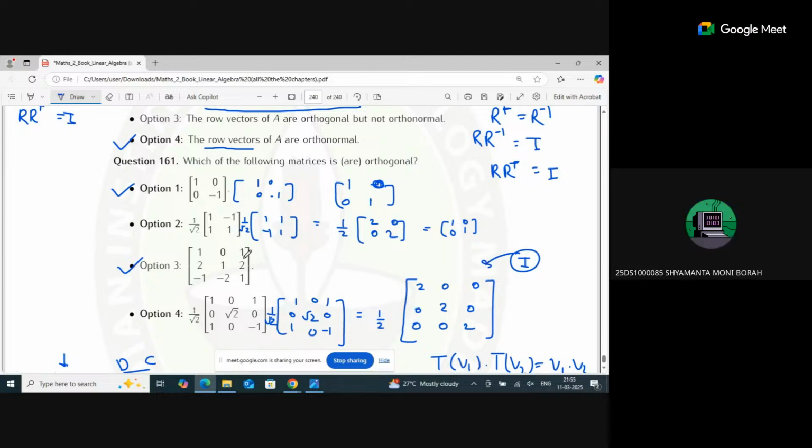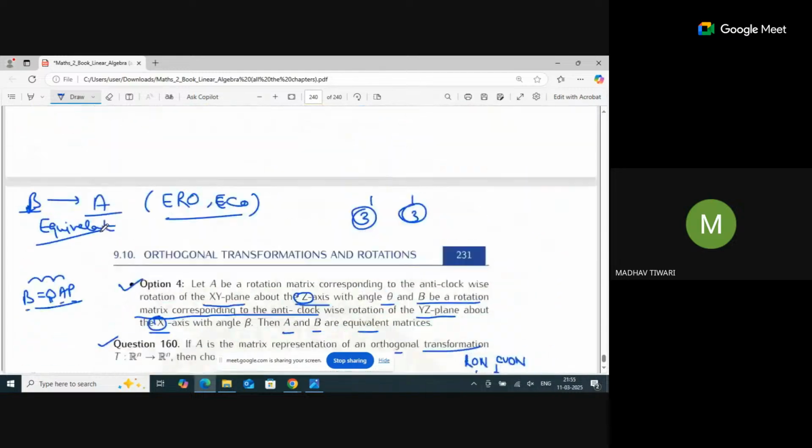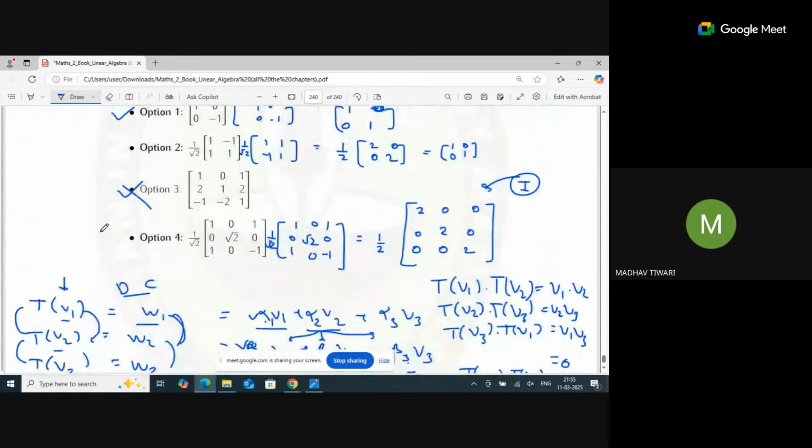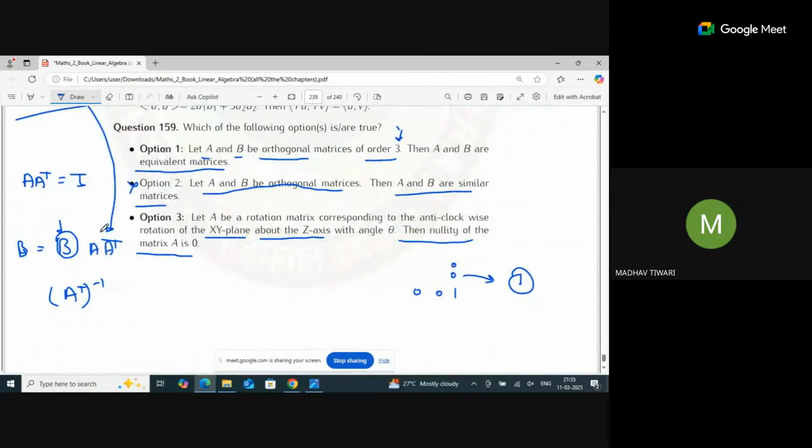So this option 3 is also? No, it is wrong. Okay, so up to this part, it is done. Now whose concept was remaining?